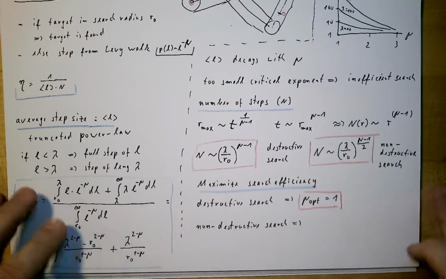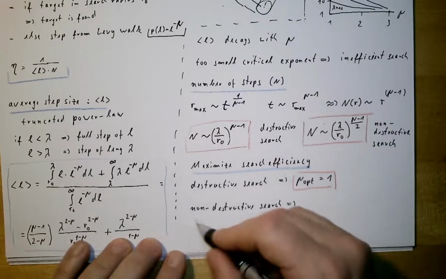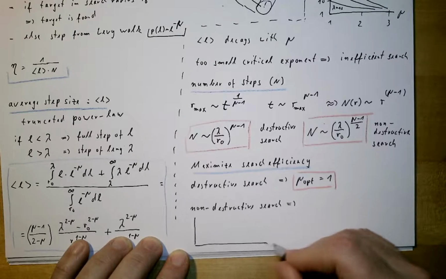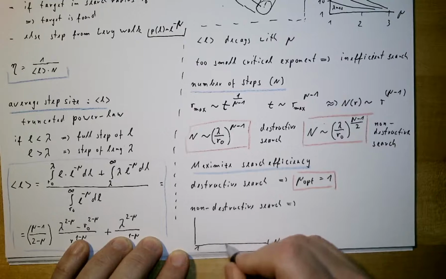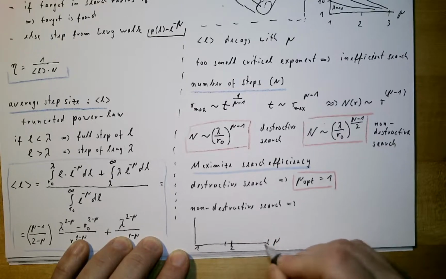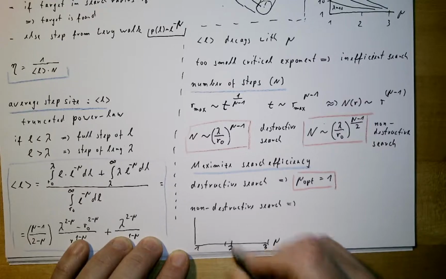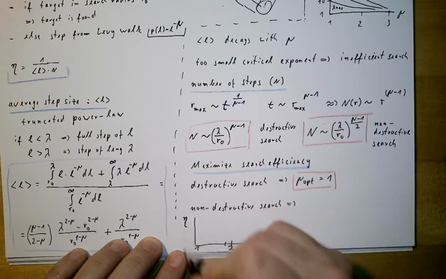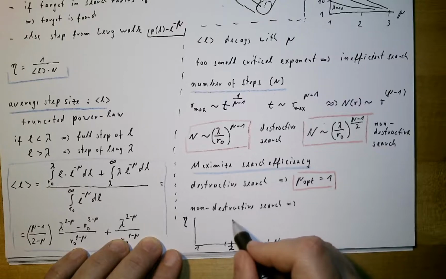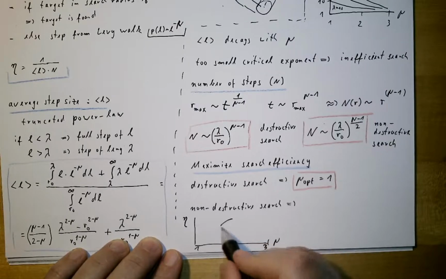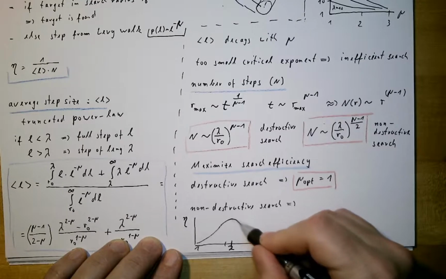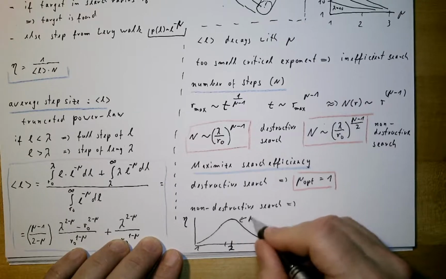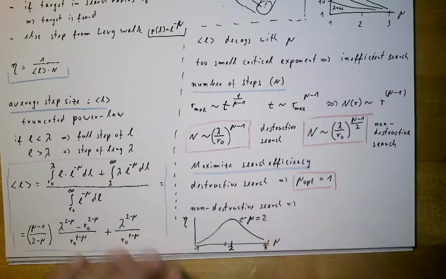then if you plot this function here, so if you plot the search efficiency over our exponents mu from 1, 2 to 3, here's our search efficiency eta, and then it turns out the optimal search efficiency is found exactly for mu equals 2.